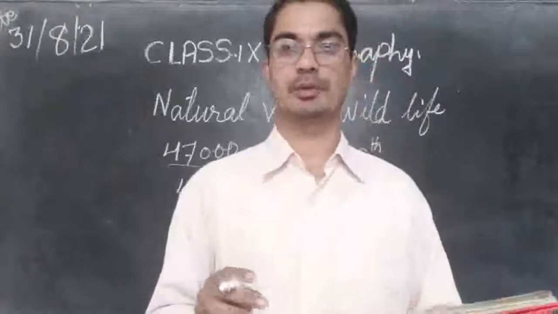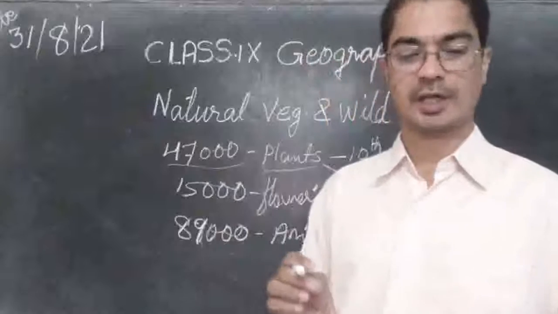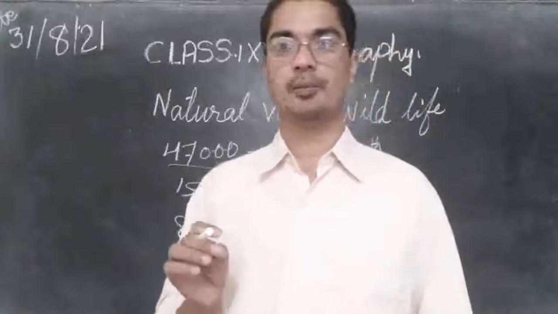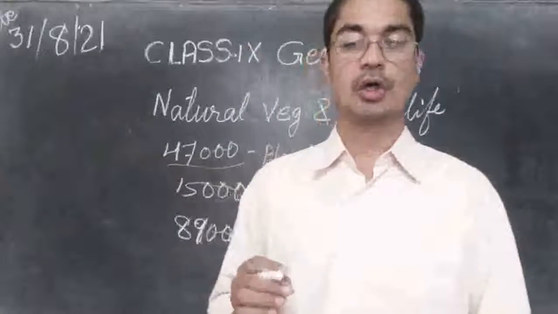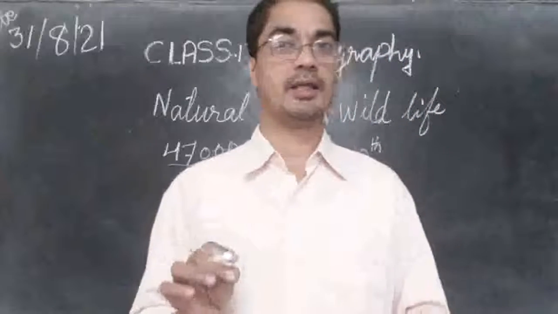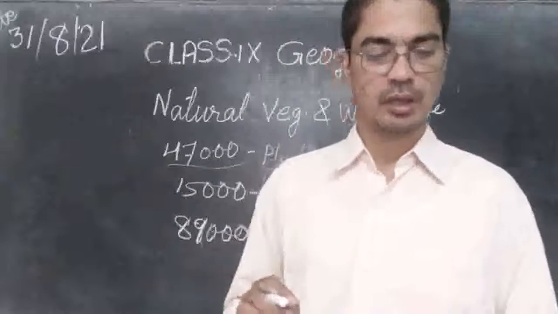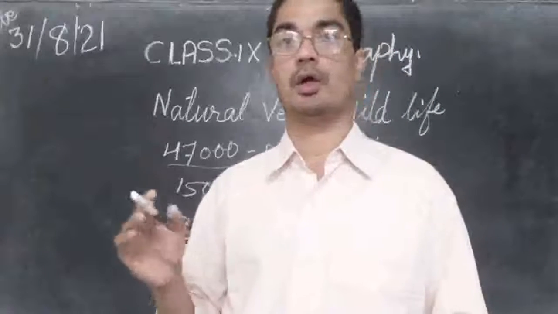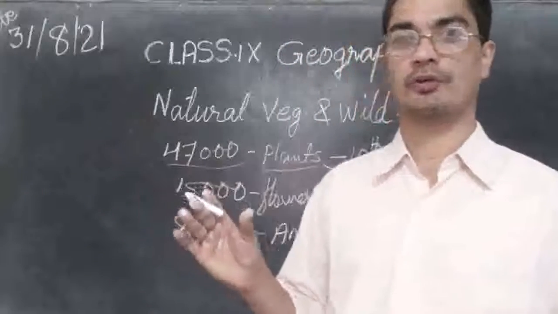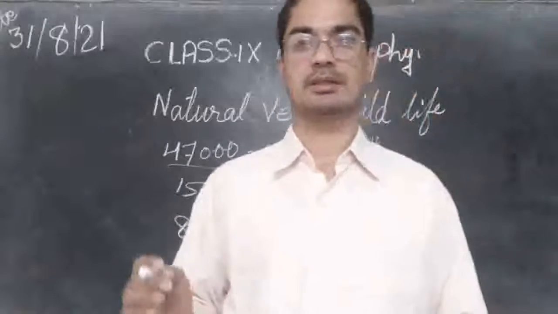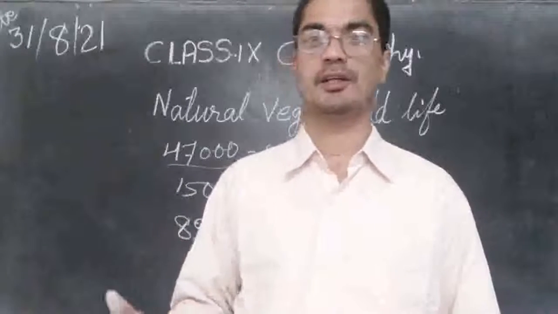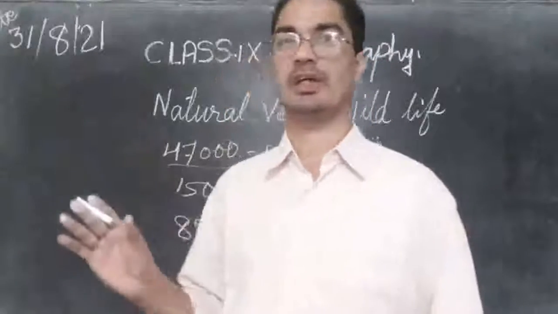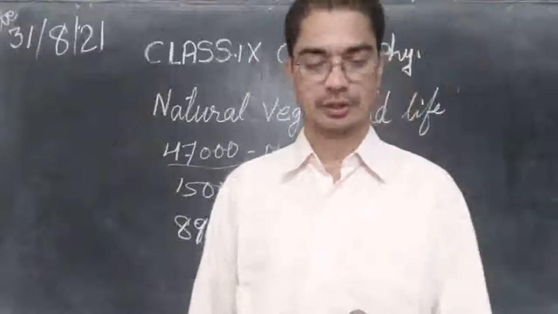So underline in your textbook. Let's say once again, what is natural vegetation? Natural vegetation refers to a plant community that has grown naturally without the aid of human beings and has been left undisturbed by the humans for a long time. So the trees that are growing in the forest, they are not planted by the human beings, they are not disturbed by the human beings, and they are left for a long time to grow by itself. So all the forests we can say are natural vegetation.